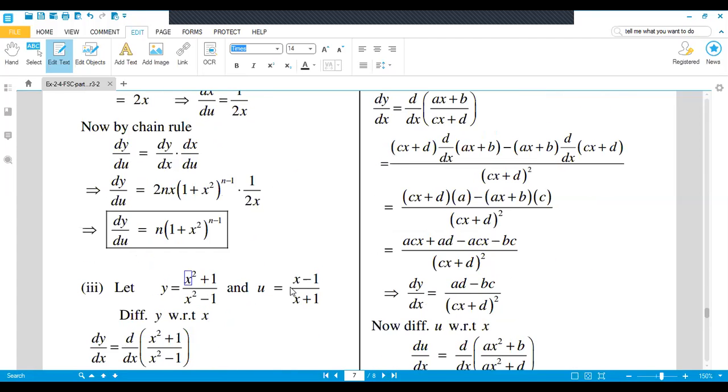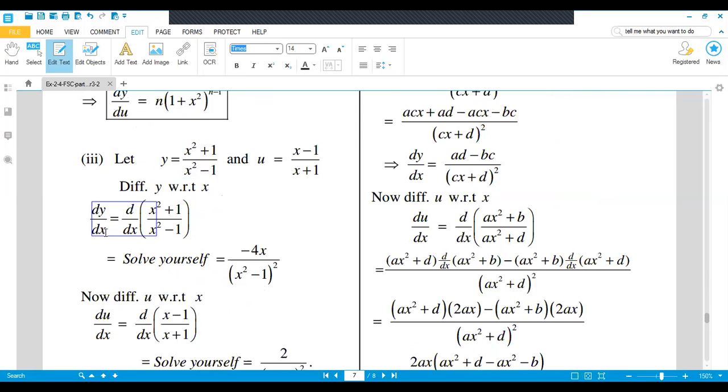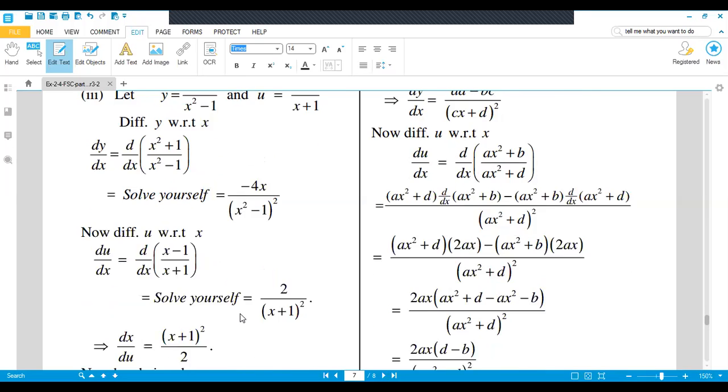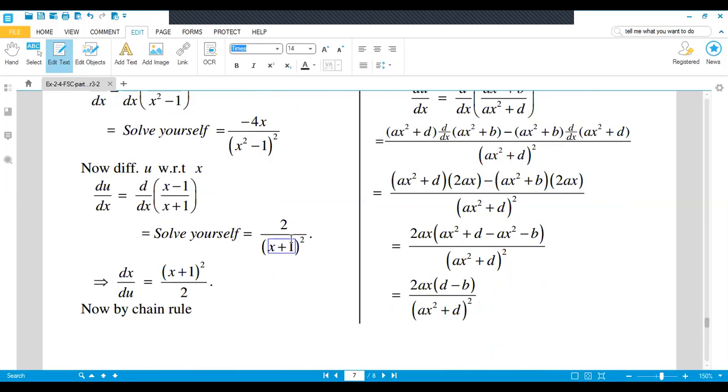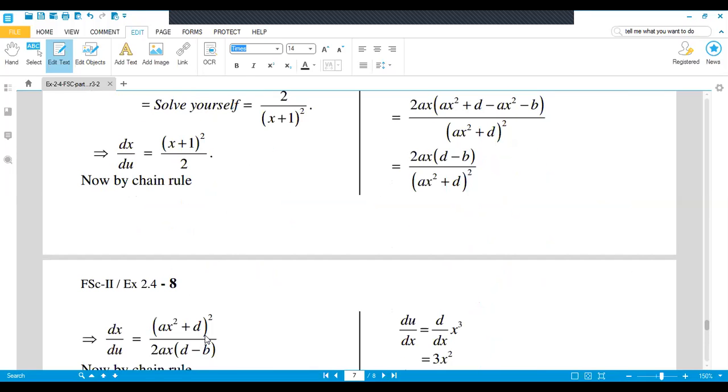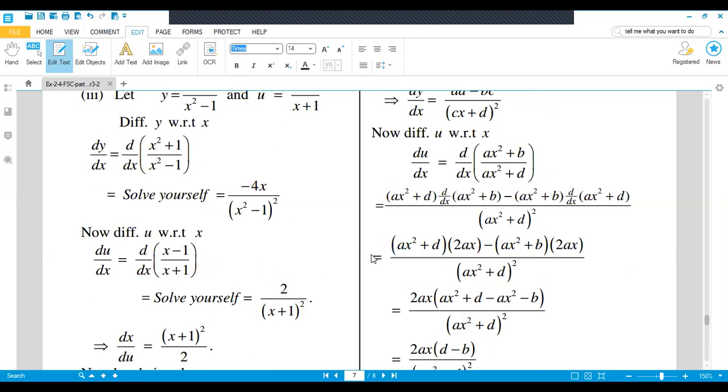So y equal to this and u equal to this. First differentiate y with respect to x. So you will get dy by dx. Solve it by yourself, quotient rule. You know that the denominator square, and in the numerator, denominator value times derivative of the numerator minus numerator value times derivative of the denominator. So when you solve, you get this value. And similarly, differentiate u with respect to x. Again, you apply the quotient rule and solve it, and you will get this value. Then after that, you apply chain rule and you will get the required answer.